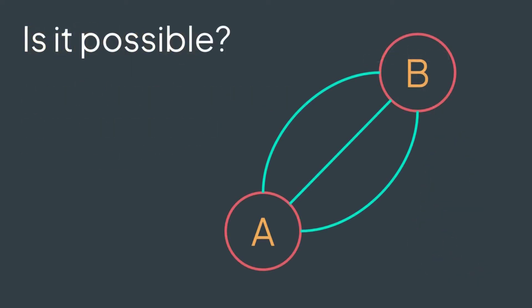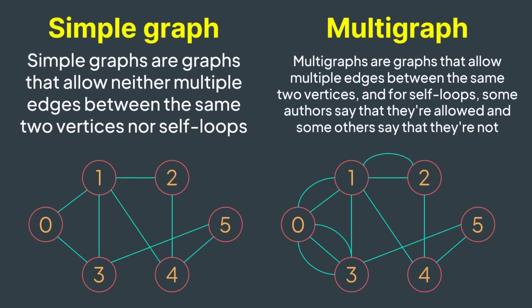Question now, can we have multiple edges between the same 2 vertices? The answer is yes, but we need to make the distinction between 2 types of graphs, simple graphs and multigraphs. Simple graphs are graphs that allow neither multiple edges between the same 2 vertices nor self-loops. And multigraphs are graphs that allow multiple edges between the same 2 vertices. And for self-loops, some authors say that they're allowed and some others say that they're not. And we will usually work with simple graphs. In this course, you can assume that a graph is simple unless it's mentioned that it's a multigraph.